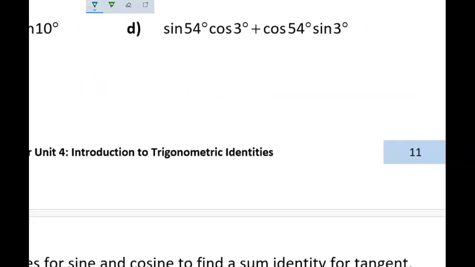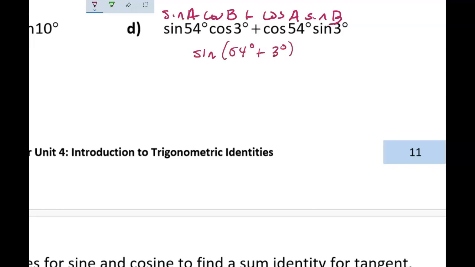Last one is a sine A cosine B plus cosine A sine B, and that's the formula for sine of A plus B. So that's going to be a sine of A, 54, plus B, 3, or sine of 57 degrees.